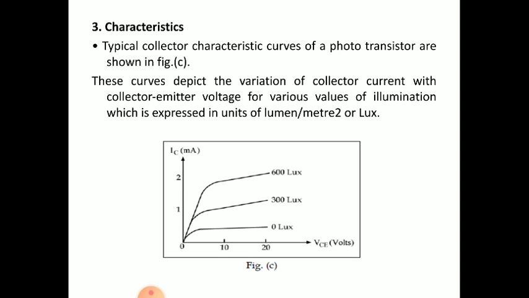These curves depict the variation of collector current IC versus collector emitter voltage VCE for various values of illumination, for variation of light intensity. When there is zero lux, that is dark current, there is a small reverse leakage current, in milliamps. With the increase in illumination to 300 and 600, the curve slope changes, right? And with the increase in VCE, there is a huge increase in the IC in the starting portions, and after that it reaches the maximum value, that is the saturation value.